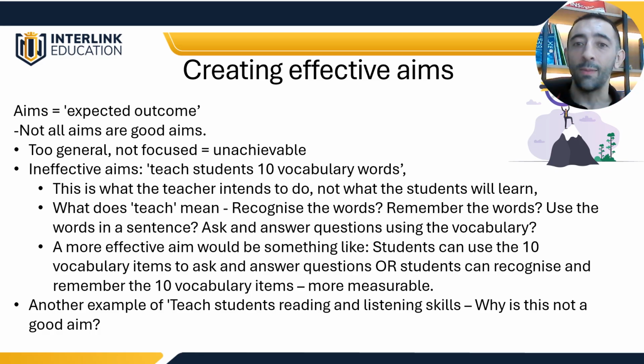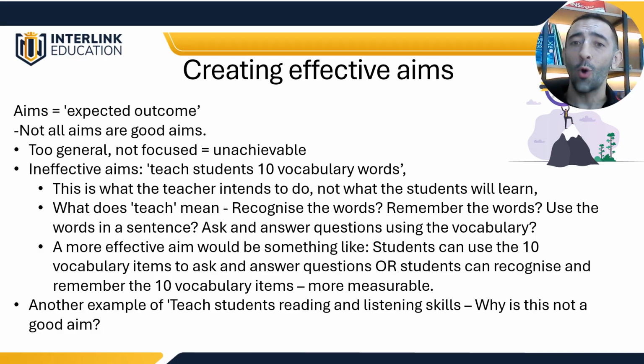So when we talk about aims, often we talk about them as expected outcomes. Why do we use the term expected outcome? Because it's the outcome that we expect from the class. It's what we expect students to be able to do, what we expect by the end of the class. Obviously, lessons don't always happen the way that we think they're going to happen, the way that we want them to happen. And sometimes things have to change and we have to adapt with our students. That's why we call them expected outcomes as opposed to aims.